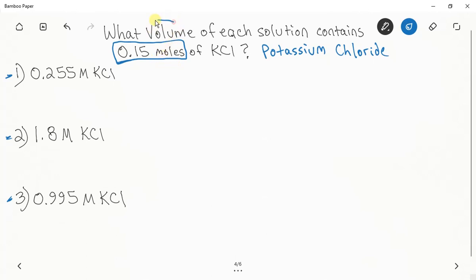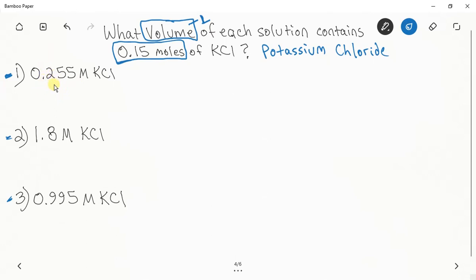So we're dealing with volume. So if they're asking about volume, then you know they're going to be asking about how many liters. How many liters of solution are we going to make, and what is going to be the recipe to make that solution? So what volume of each solution contains 0.15 moles of potassium chloride? Let's look at this first example.